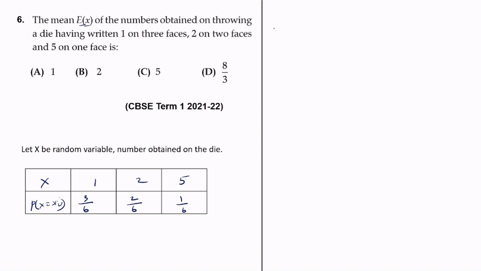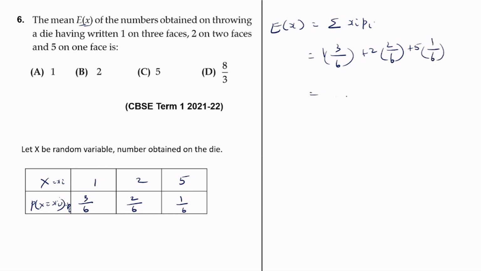Here we have to find expectation of X. Expectation of X is summation Xi Pi. So this is Xi and this is Pi. So it is 1 into 3 by 6 plus 2 into 2 by 6 plus 5 into 1 by 6. So here 6 is the LCM. Numerator we have 12. So this is 12 by 6, which is 2. So the correct option is option B, 2.